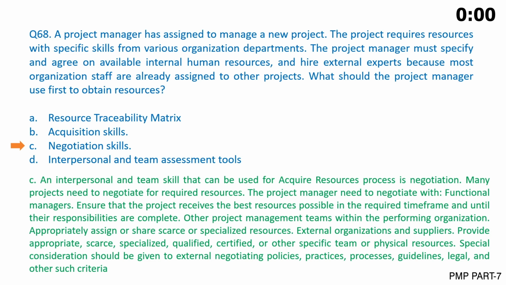Other project management teams within the performing organization: appropriately assign or share scarce or specialized resources. External organizations and suppliers: provide appropriate, scarce, specialized, qualified, certified, or other specific team or physical resources. Special consideration should be given to external negotiating policies, practices, processes, guidelines, legal, and other such criteria.